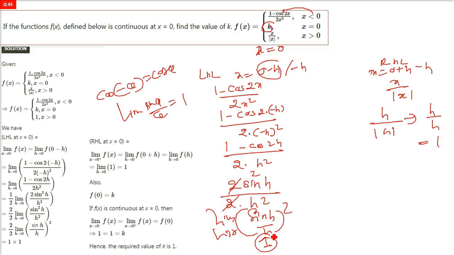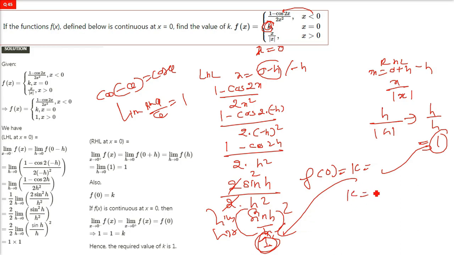And we have to equate it to the value of the function at x equal to 0, which is already given in the question as k. So f0 is k, so k is 1 from left hand side, right hand side. So k is 1 in either case. What is the answer? k is equal to 1.